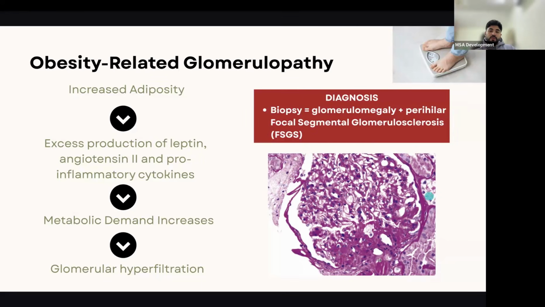And I've attached a picture for you here. This is how it's supposed to look. Okay, so this is how you diagnose it. Now, how do we treat these people? Of course, we give them the ACE inhibitors, we give them the ARBs, a protective mechanism for the kidney. But the best and the definitive treatment is weight loss. All right, so keep that in mind.